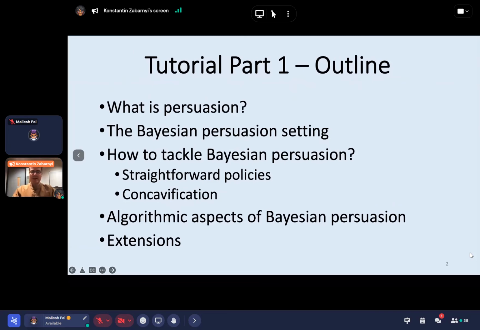First, we'll discuss persuasion in general a bit, and then we'll define the formal mathematical setting of Bayesian persuasion. Then we'll discuss two complementary ways to tackle the Bayesian persuasion problem, and we'll talk about algorithmic aspects of Bayesian persuasion. And finally, we'll briefly discuss some extensions.